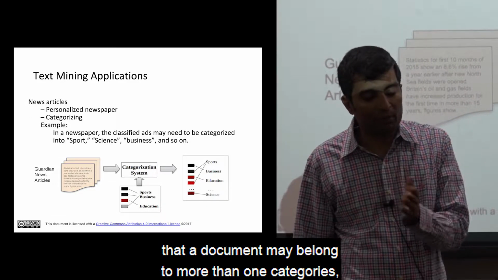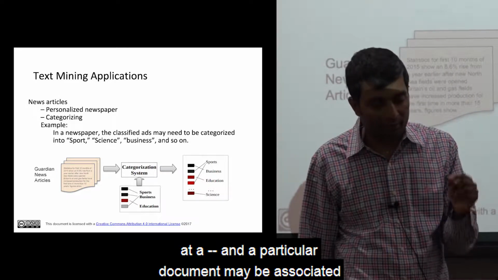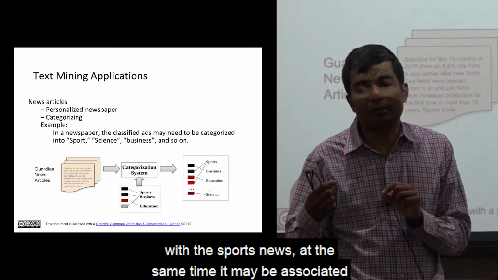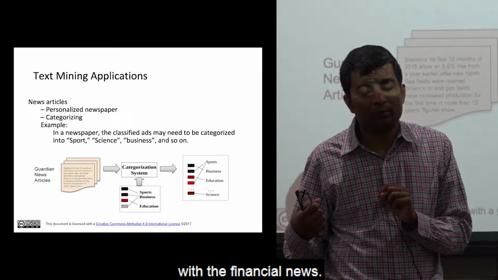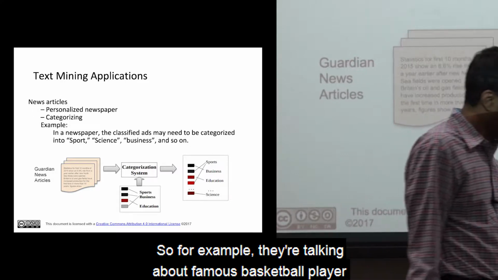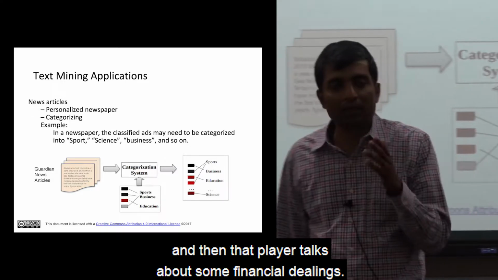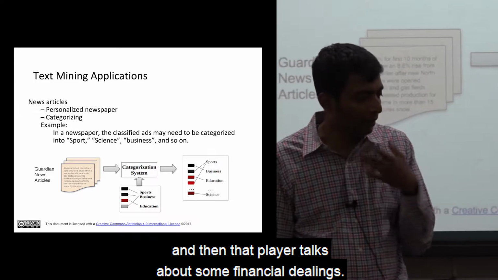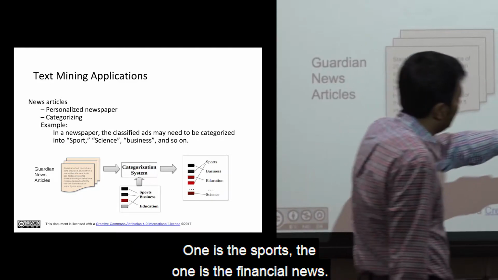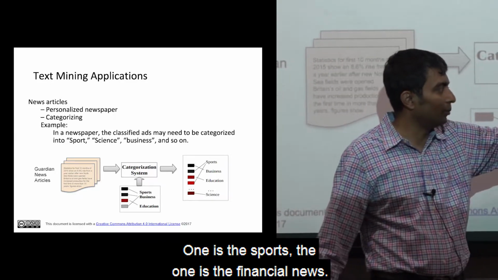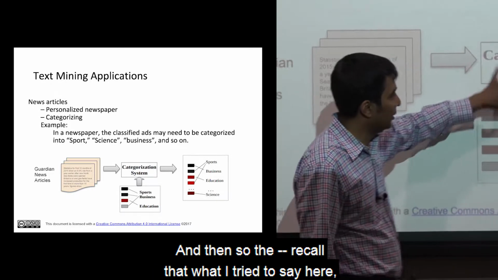But in real life, it is possible that a document may belong to more than one category. A particular document may be associated with sports news, and at the same time, it may be associated with financial news. Say, for example, they're talking about a famous basketball player, and then that player talks about some financial dealings. In that case, it can be labeled into two groups: one is sports, the other is financial news. These are the things that are possible in the classification case.